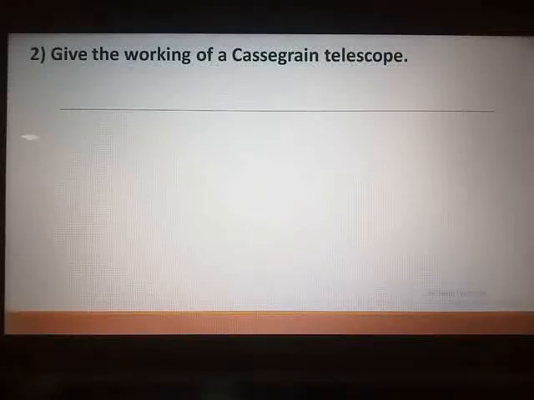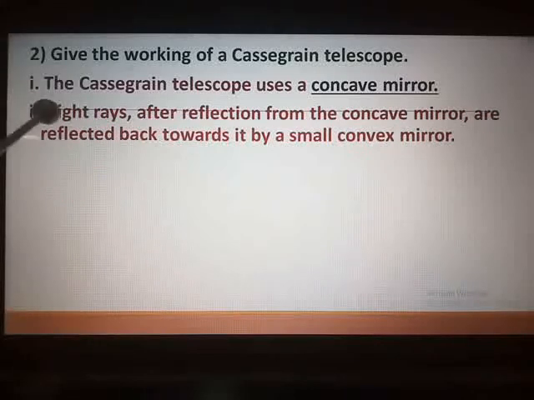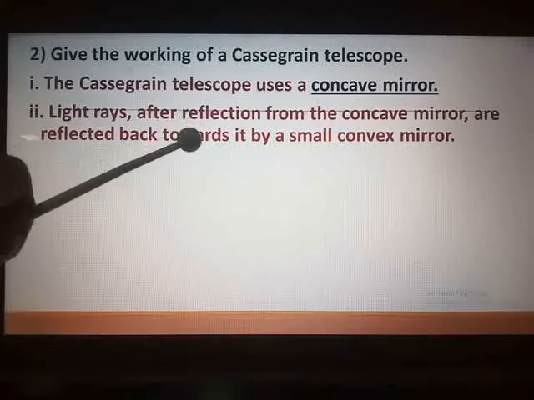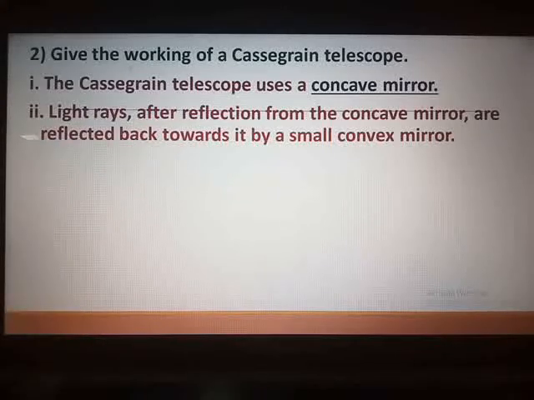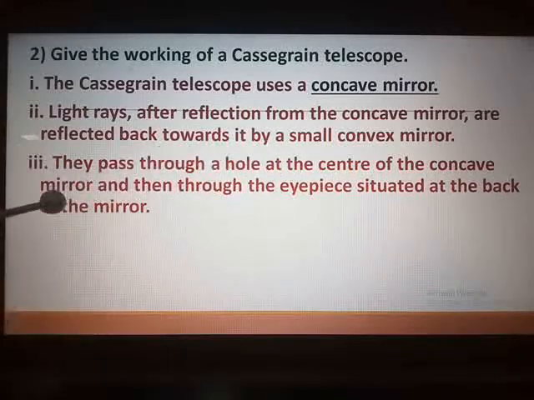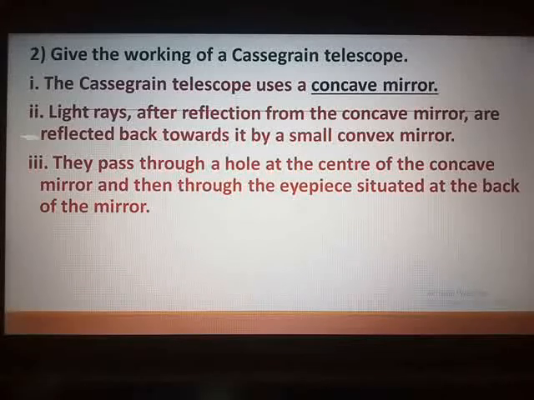The answer lies on page number 211, third paragraph of that page, third line. The Cassegrain telescope uses a concave mirror. Point number 2. Light rays after reflection from the concave mirror are reflected back towards it by a small convex mirror. Third point. They pass through a hole at the center of the concave mirror and then through the eyepiece situated at the back of the mirror.